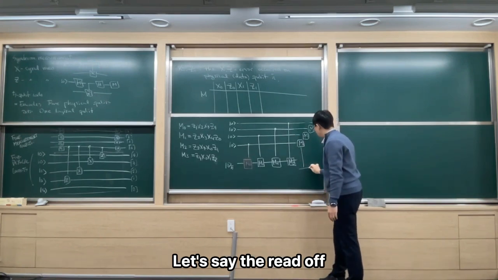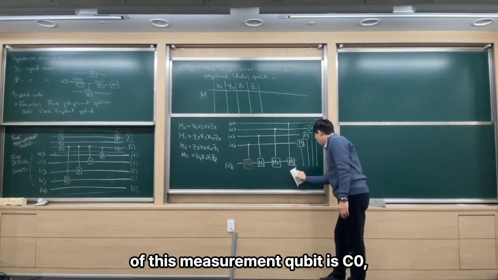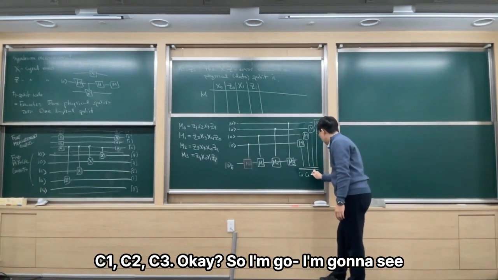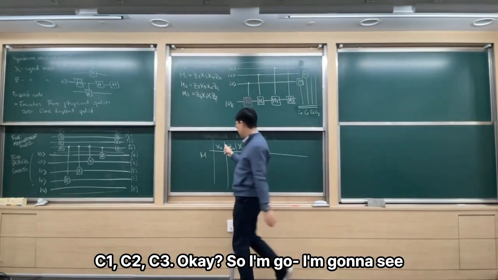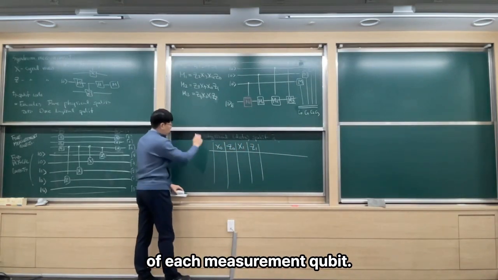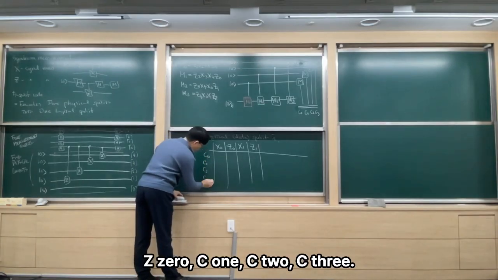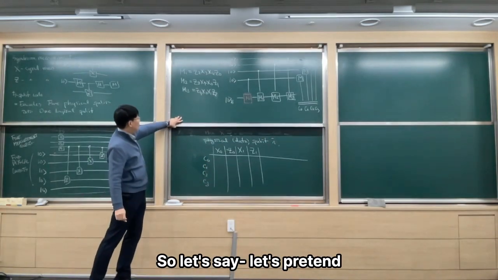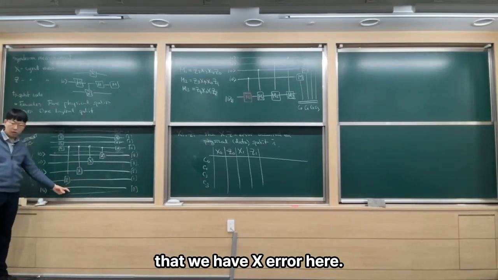Let's say the read-off of this measurement qubit is C0, C1, C2, C3. Okay, so I'm going to see what the measurement outcome of each measurement qubit is: C0, C1, C2, C3. All right. So let's pretend that we have an X error here.